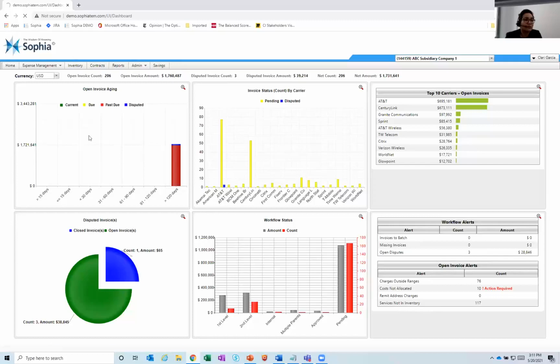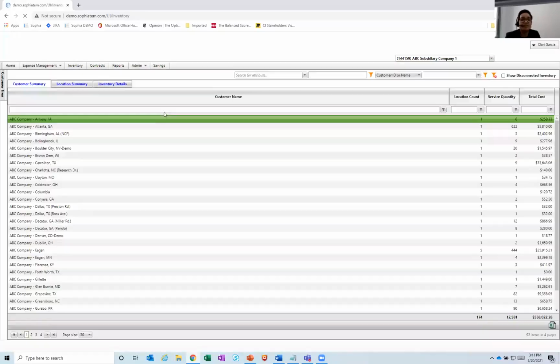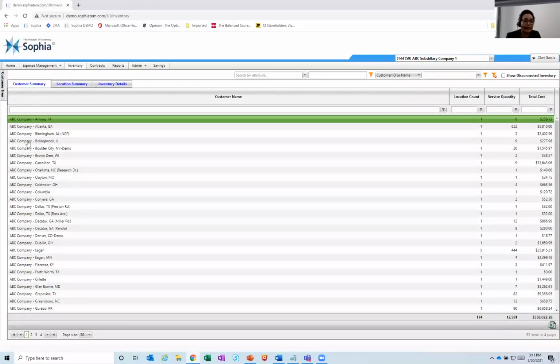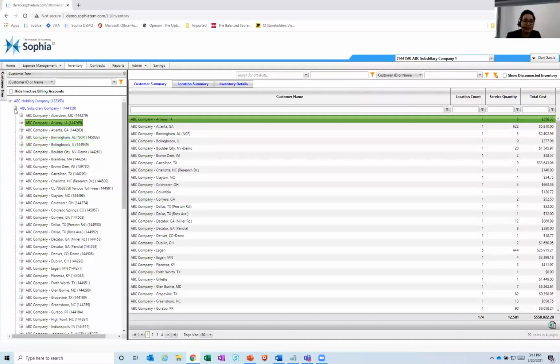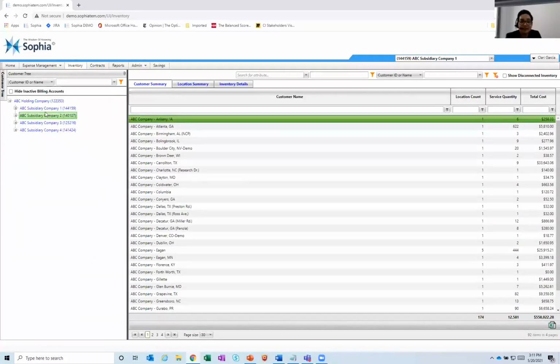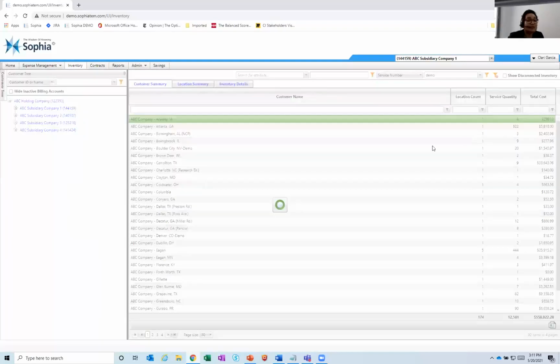So I am jumping over to our inventory module. This is where we start onboarding our client accounts. And as I go through some of the highlights of this module, what I would like to point out is that we organize and customize the customer tree. And this is the view of how you see your organization. You can then search and filter by multiple criteria. And I will just show you some highlights here for, let's say, a specific service number.